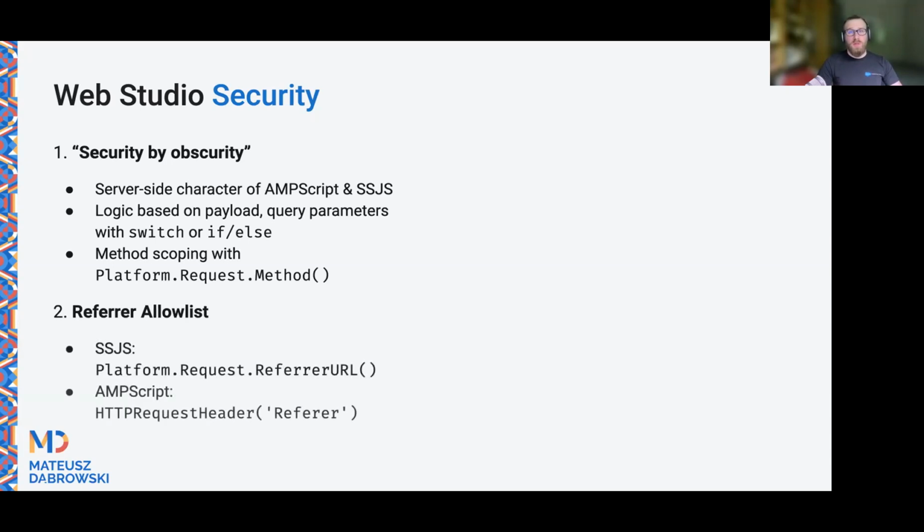And this is possible in both SSJS and AMPscript, where you can just check what is the referrer of the request coming to your, for example, code resource, and only accept very specific allow-listed referrers. Like, for example, only allow API calls coming from Marketing Cloud, or even your specific SAP-branded URL, to be able to talk with your code resource.